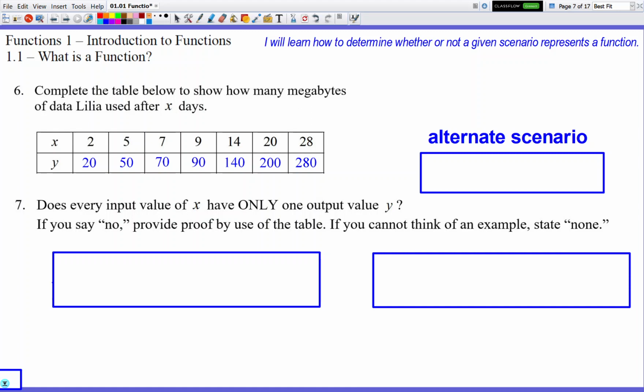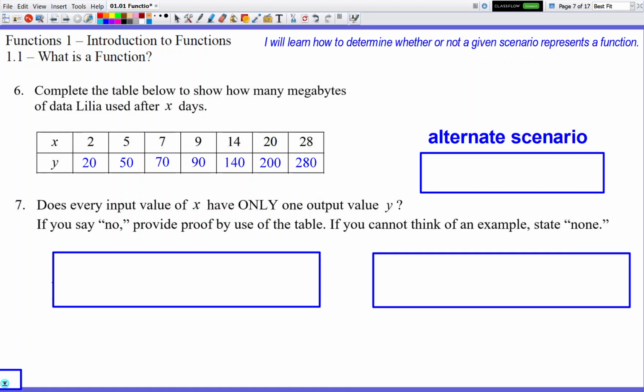All right. So number 7 says, does every input value of x have only one output value y? So this is basically the definition of a function. So it's basically saying, is this a function or not? Is the scenario that's being mapped out, about Lilia using data every day and the total amount that she has used for the month so far, representative of a function?